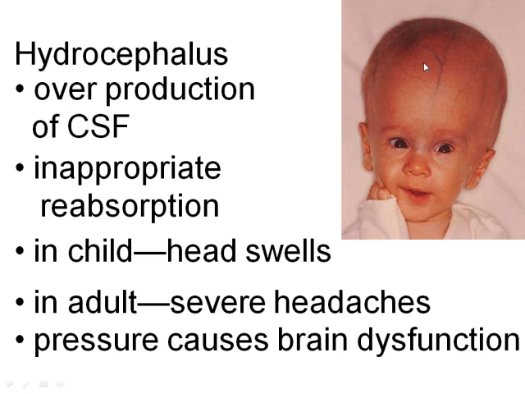Now in infants, they can actually put in a shunt, a little tube that drains the extra fluid off into the peritoneal cavity, and this can prevent that from happening. In adults, they typically have to find why the cerebrospinal fluid's not being reabsorbed. A lot of times it's because of a tumor, and if they can remove the tumor, then the reabsorption picks back up like it's supposed to.